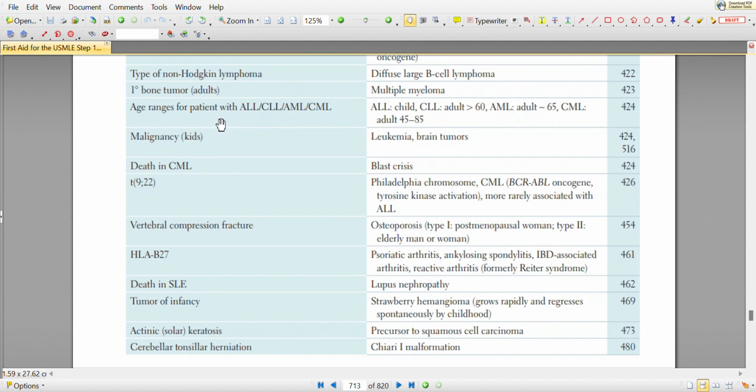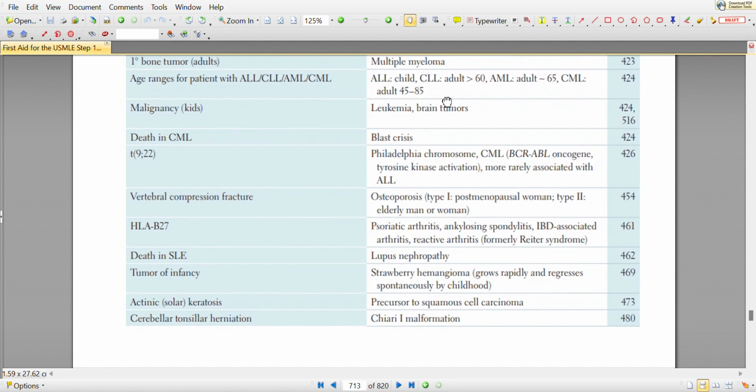Age ranges for patients with leukemia: acute lymphoblastic leukemia, chronic lymphocytic leukemia, acute myeloid leukemia, and chronic myelogenous leukemia. ALL is common in children. CLL is common in adults greater than 60 years old. AML is common in adults around 65 years old. And CML is common in adults 45 to 85 years old. Malignancies in kids are commonly leukemia and brain tumor.